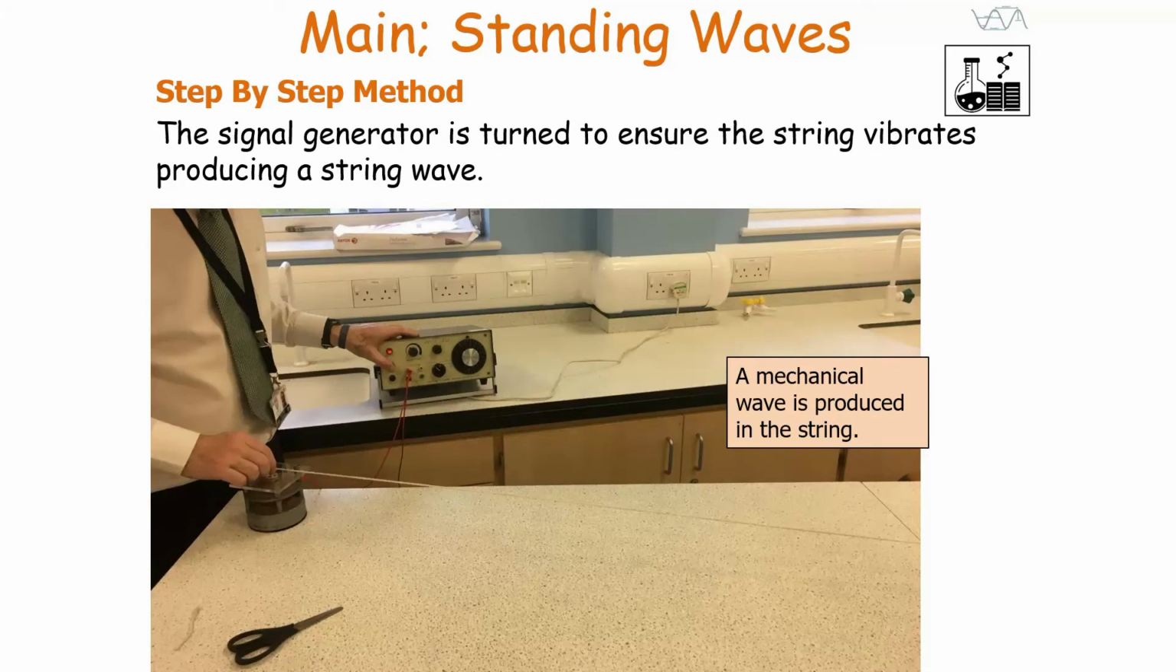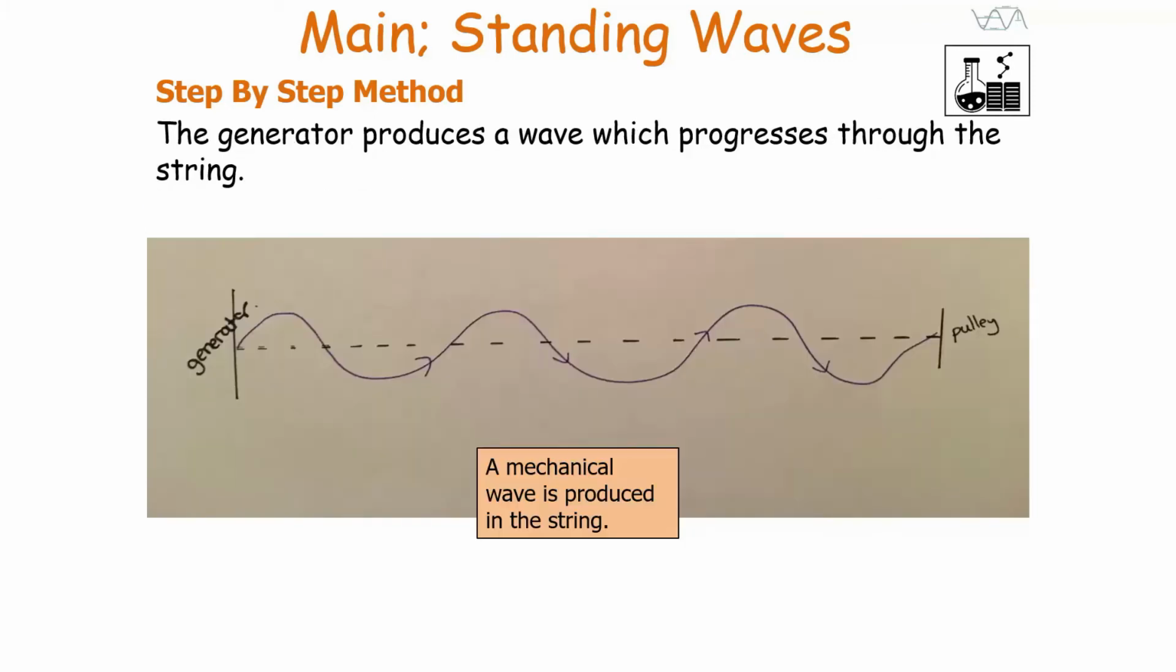Now the signal generator is turned on to ensure the string vibrates, so it produces a wave on the string. Now this would be a mechanical wave, as it is due to the particles in the string vibrating that there is a wave in place. So the generator produces a wave which progresses through the string. So you've got your wave as such.